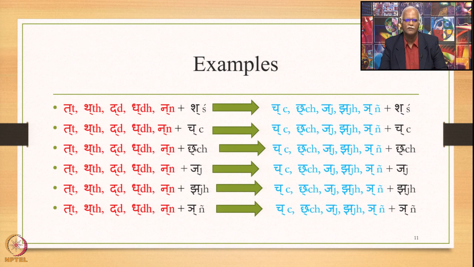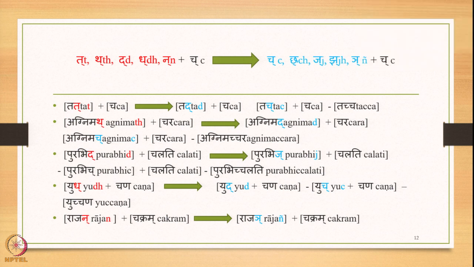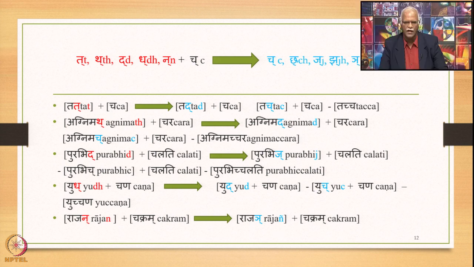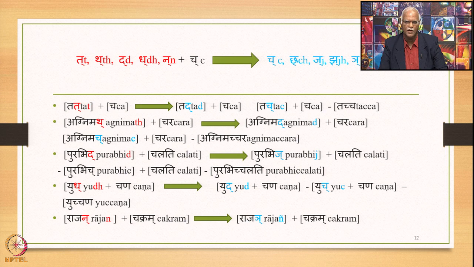Let us now look at each one by one. First, let us take tatha dadhana plus cha, where tatha dadhana is the sthani or the karyi, followed by cha as the environment, and 8440 applies, and the output generated is cha cha ja ja ya plus cha. We have already seen the examples where tatha dadhana is followed by sha, and the output generated is cha cha ja ja ya followed by sha. So we have tat plus cha as the input.